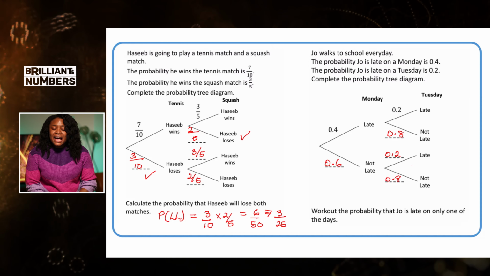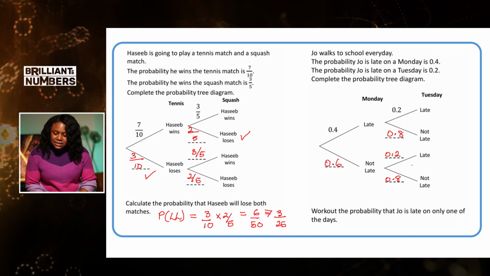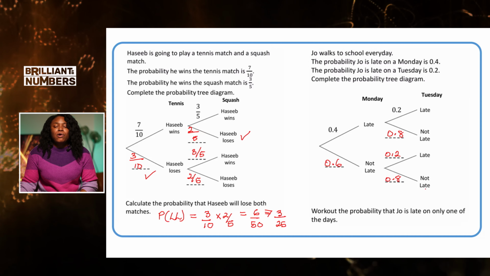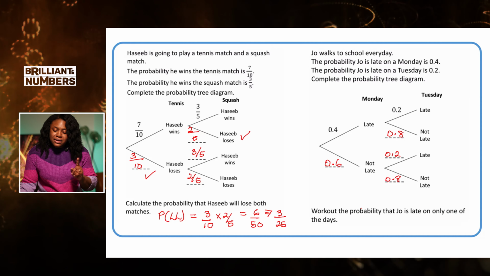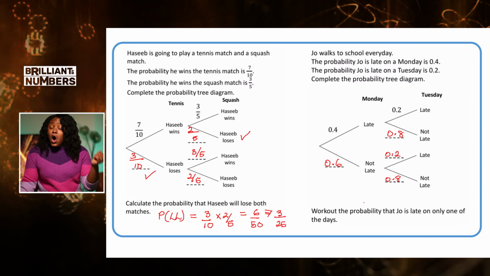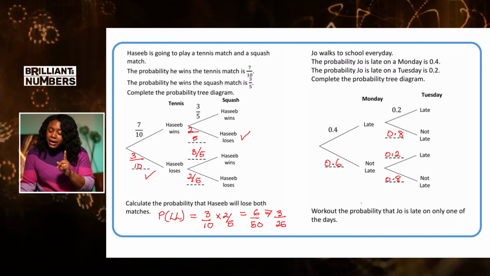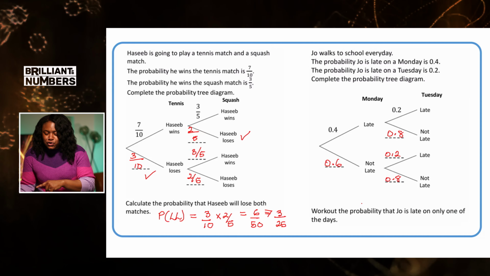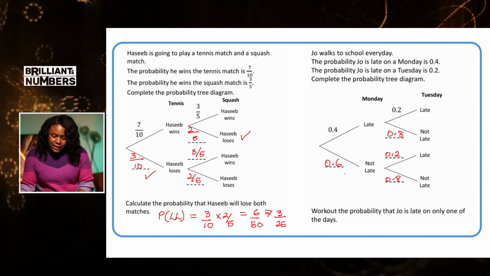So it asks us here to work out the probability that Joe is late on only one of the days. So that means he could be late on Monday, but he's got to be on time on Tuesday. Or if he is on time on Monday, he would be late on Tuesday. So let's go ahead and write that down.